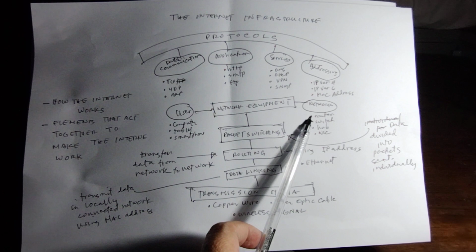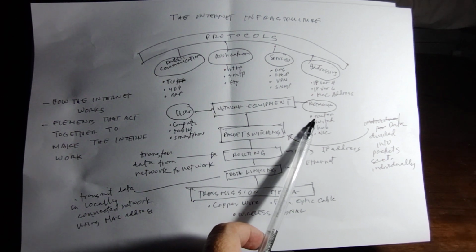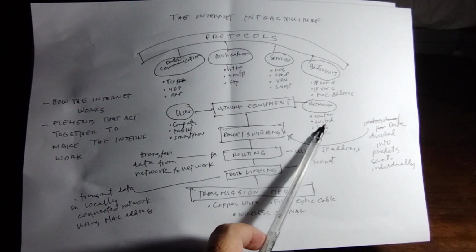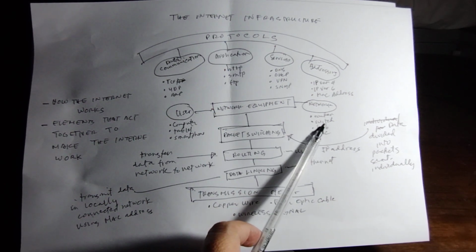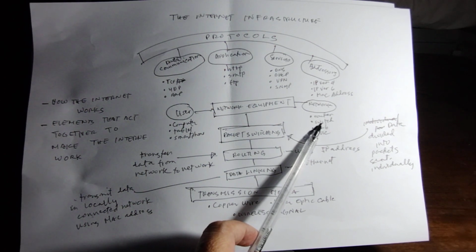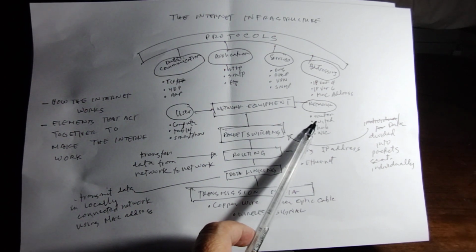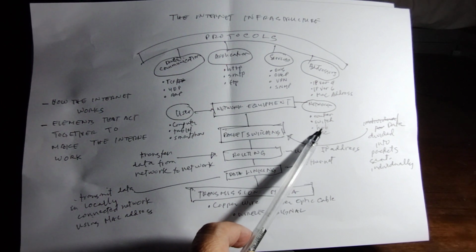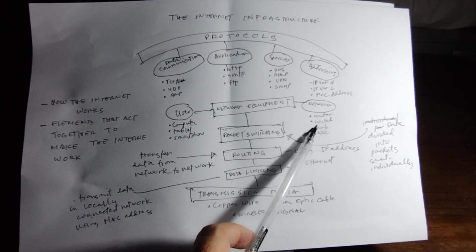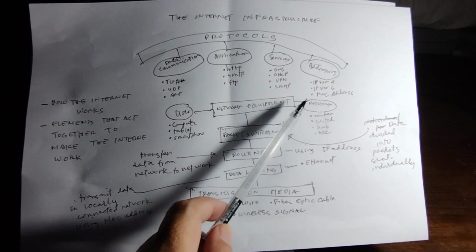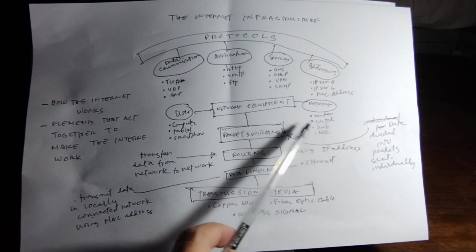The router is used for passing data from one network to another. And the switch is for sending data within a local area network. The hub also does the same thing. And the network interface card is the device in your gadget that is sending and receiving the data.